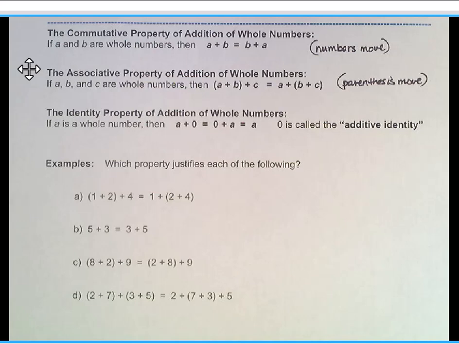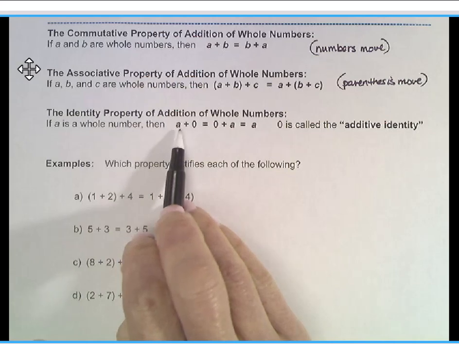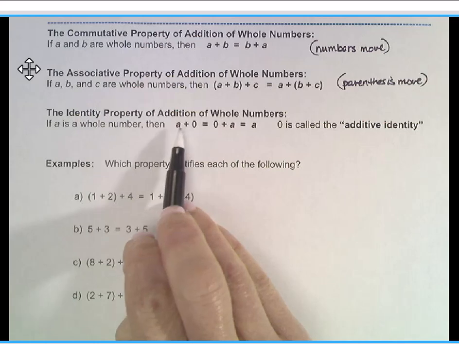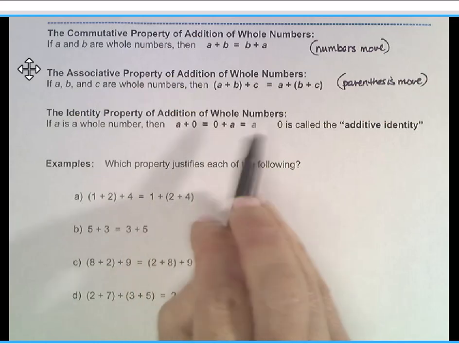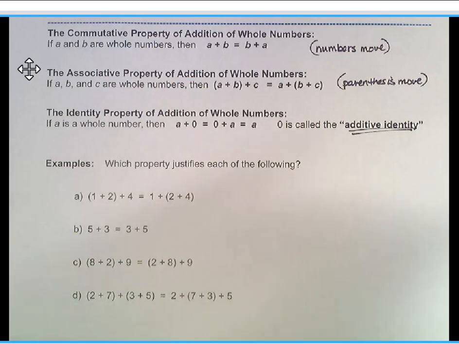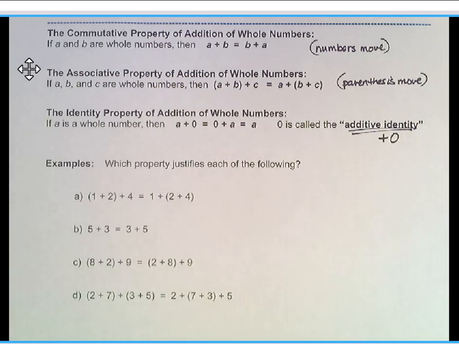The last property is the identity property, and it basically just says if you add 0 to a number, that number retains its identity. It doesn't change. Its identity is not changed. A plus 0 is the same thing as 0 plus A. That's commutative, which is equal to A. So the additive identity, it's what you can add and retain the number's identity. So adding 0 is the additive identity.